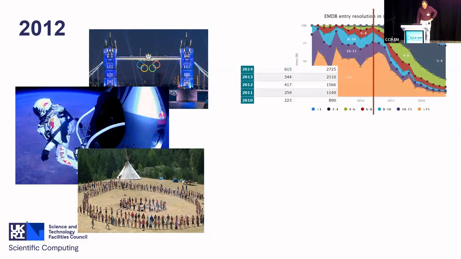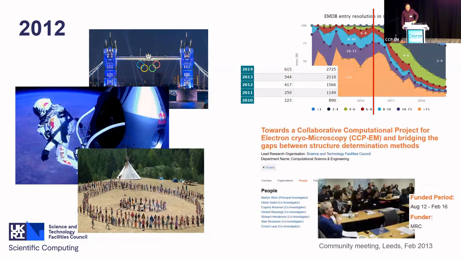But things have moved on since then. EMDB was up and running in 2012. People were depositing structures, so there were about 400 being deposited in EMDB, and that number was slowly growing. But this was before the resolution revolution. So the highest resolution in 2012 was 3.5 angstroms. And then in that same year, we got our first funding to set up CCP-EM.